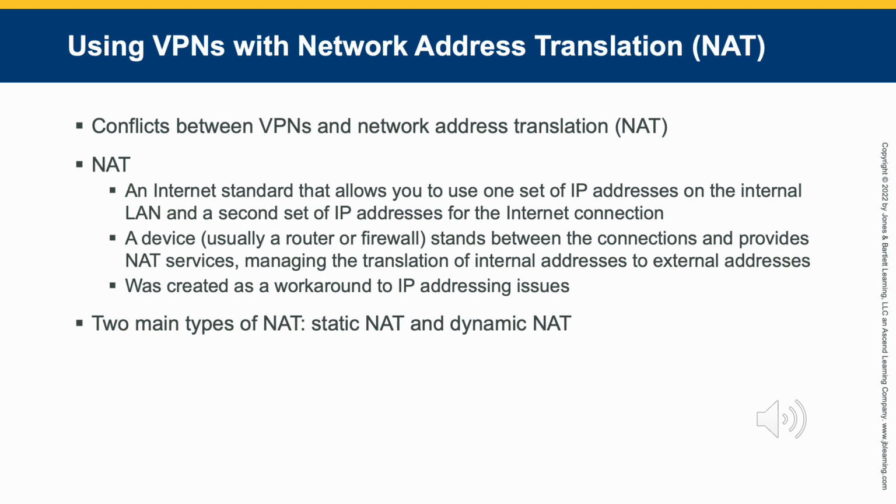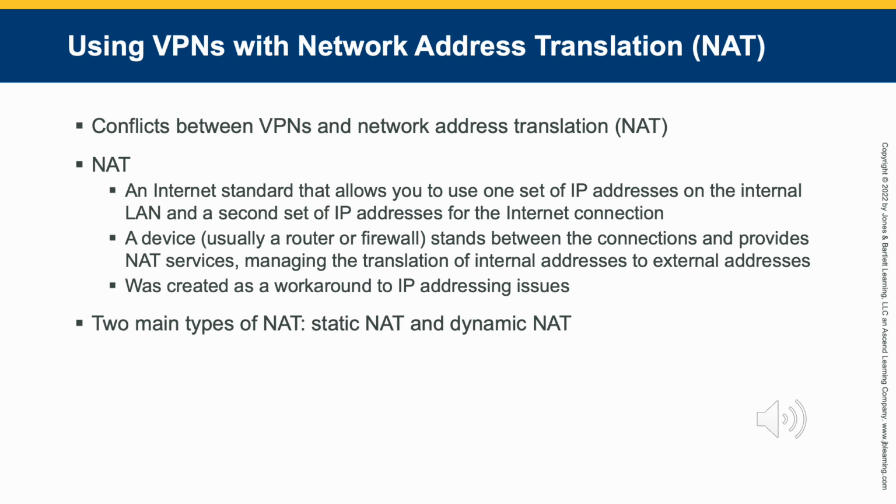Using VPNs with network address translation. Conflicts between VPNs and network address translation. NAT, as it's referred to, is an internet standard that allows you to use one set of IP addresses on the internal LAN and a second set of IP addresses for the internet connection.